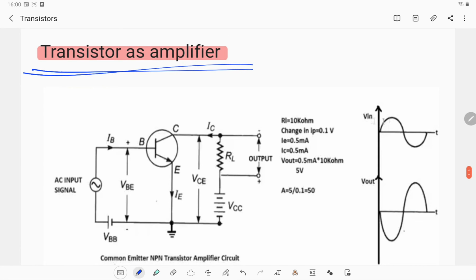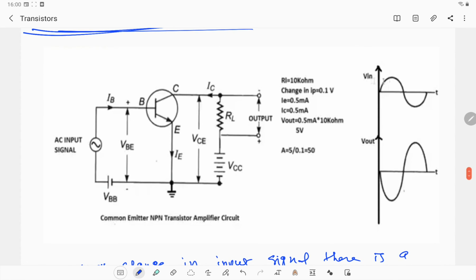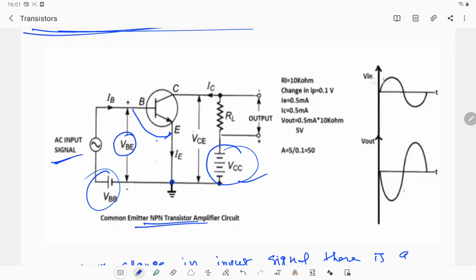Here transistor is used as an amplifier. See here, this is an NPN transistor connected in common emitter configuration. This is the input signal. Here is the biasing battery VBB, and here is the biasing battery VCC. Emitter is common to both input and output. VBE is the potential difference between B and E. VCE is the potential difference between E and C. And these are the current directions IC, IB, and IE. And this is the load resistance.